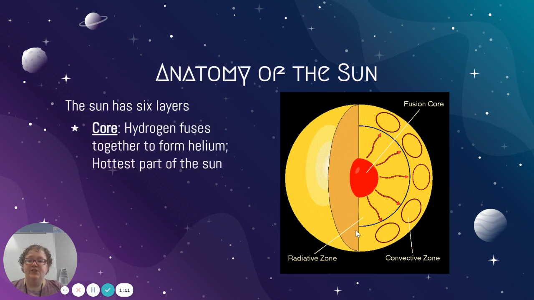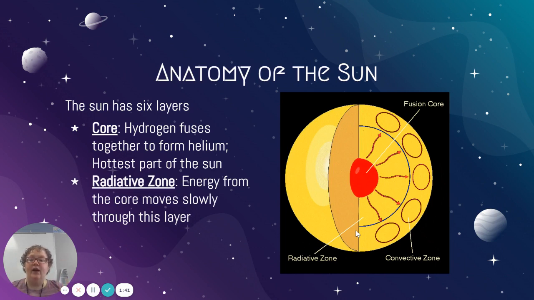In the very center, we have what we call the core. In the core, that is where hydrogen fuses together in order to form helium, and that is the hottest part of the sun. We'll learn more about nuclear fusion in a little bit, but that process releases a huge amount of energy. So when that is taking place in the core of the sun, it's going to release a lot of energy, and that makes it very, very hot. So the hottest part of the sun is the core in the center, hydrogen fusing to create helium.